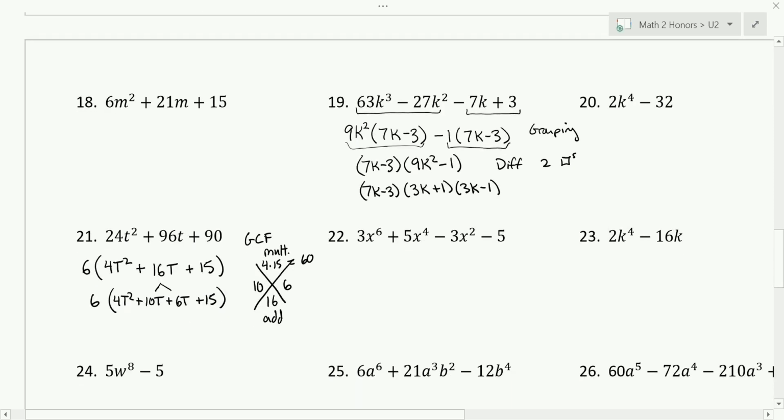And hopefully I have enough room here. And so now we're going to factor by grouping. So leave the 6 out in front. I'm going to change to brackets here. And the first 2 terms I could pull out a 2t. And I'm left with a 2t plus 5.